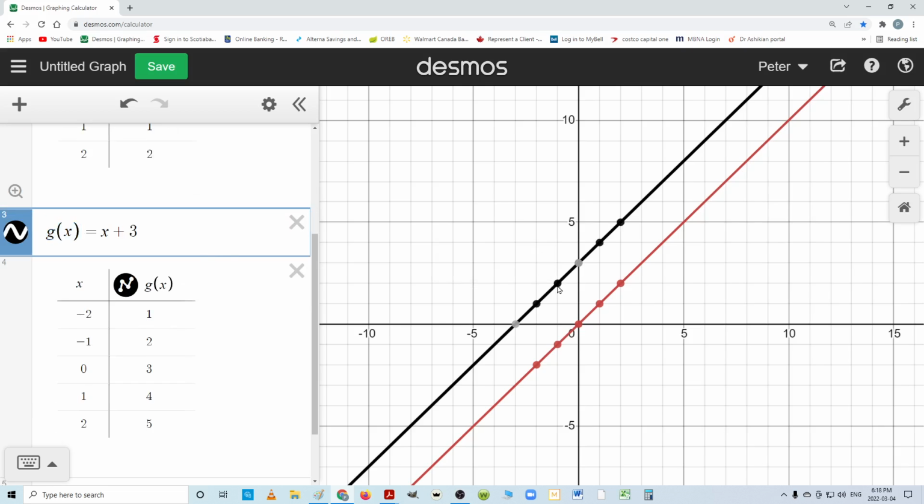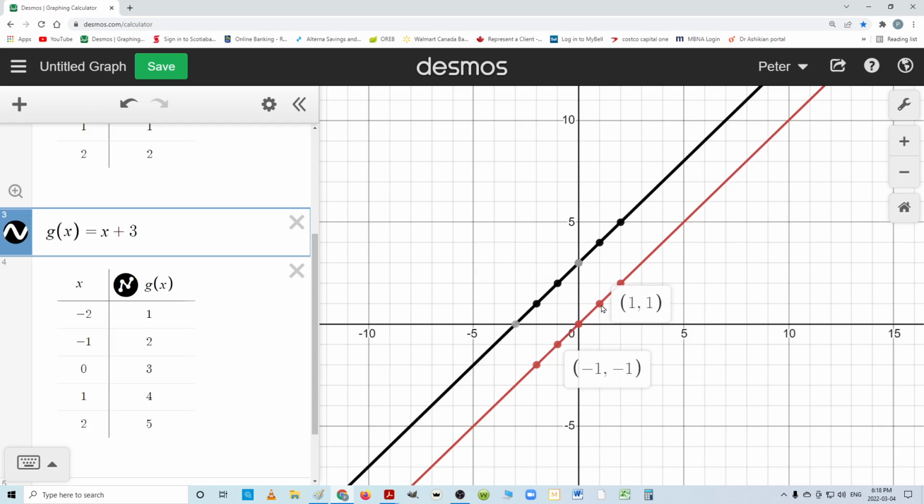Let's look at this one. I don't know why it's not staying lit. It should. But we have that minus 1. Now let's add 3 to the y value. It should be minus 1, 2. Sure enough, it is.